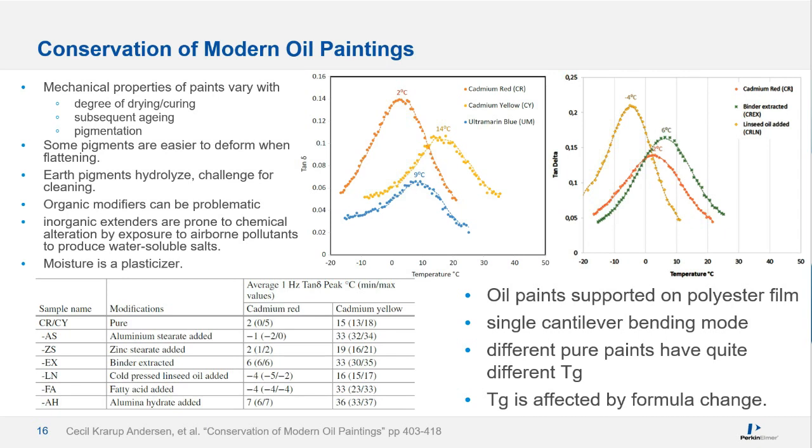They painted the oil samples on polyester film, dried, and used them in the single cantilever bending for the glass transition measurement. It was found that different pure paints have very different glass transitions, and it is affected by various conditions. This greatly helped the understanding of optimum usage of the paints and the conservation procedures.